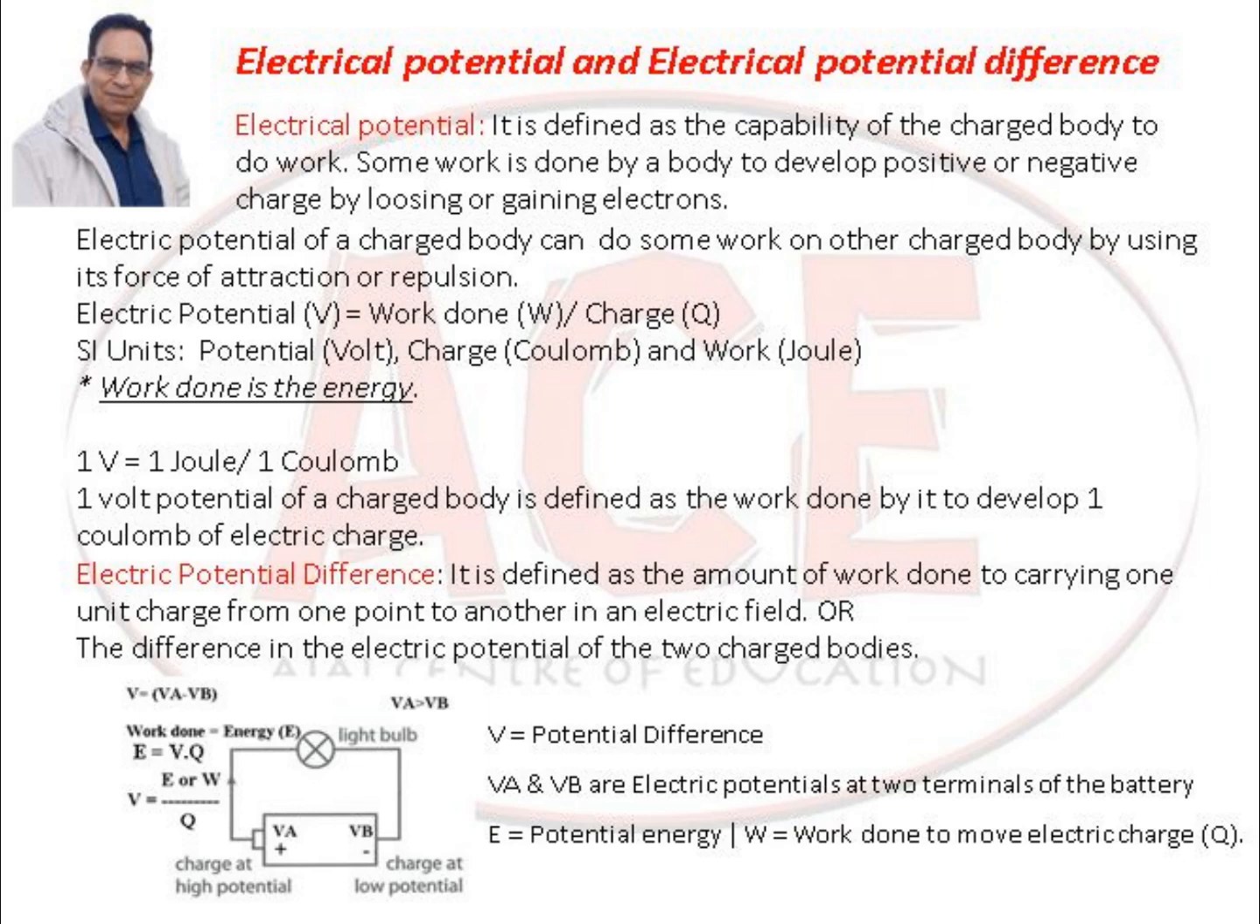Electric potential difference is defined as the amount of work done to carry 1 unit charge from one point to another in an electric field, or the difference in the electric potential of the two charged bodies. In a closed circuit, if the battery has VA potential at the positive terminal and VB potential at the negative terminal, and VA is more than VB, then the potential difference will be equal to VA minus VB. The work done or energy developed is equal to potential difference times total electric charge.